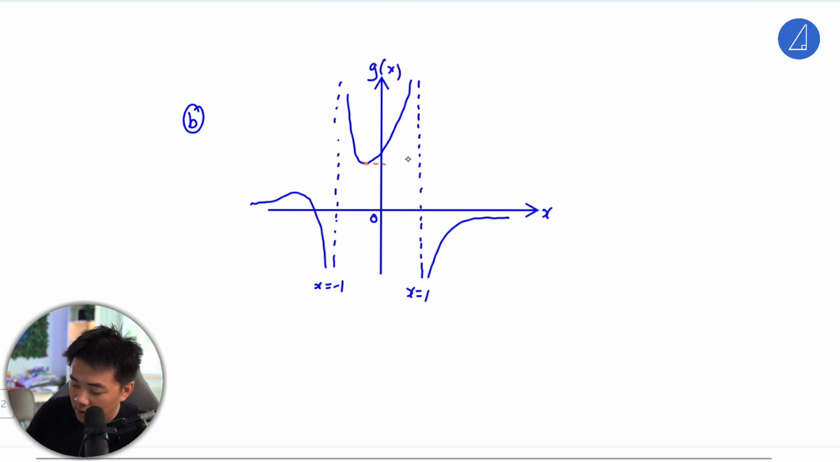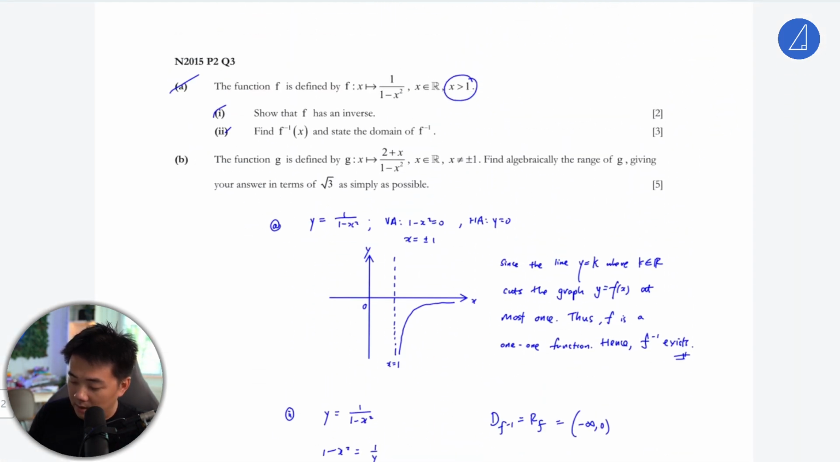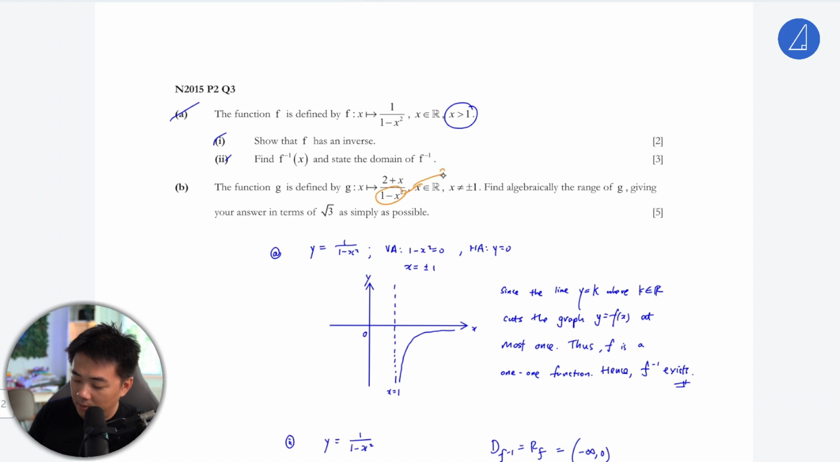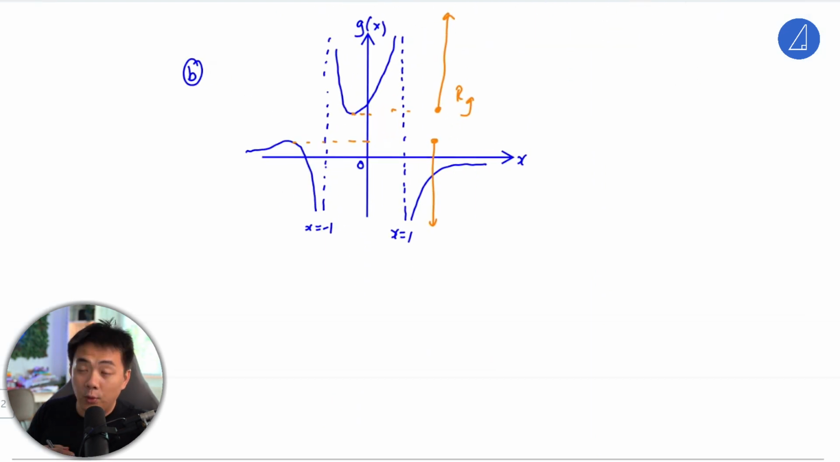Basically, what we want is the range of G, which is this guy here. Then there's another maximum point here. So this is the range of G that we want to find. Obviously, there's a vertical asymptote when this equals 0, so that's why we get x equals plus minus 1 here. Great, so how do we do that?